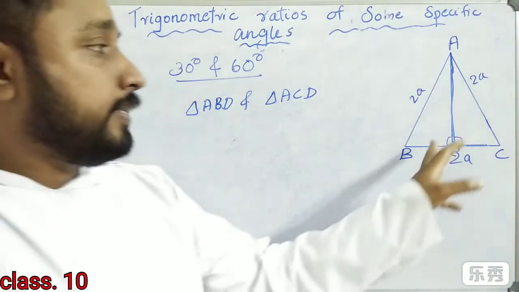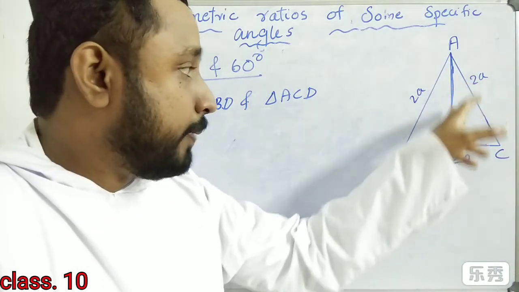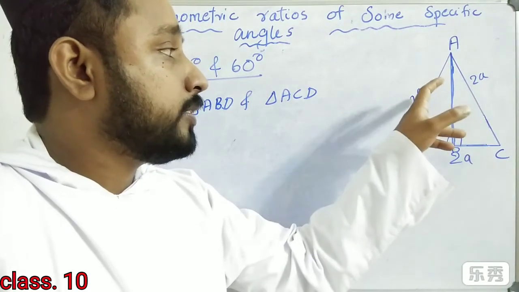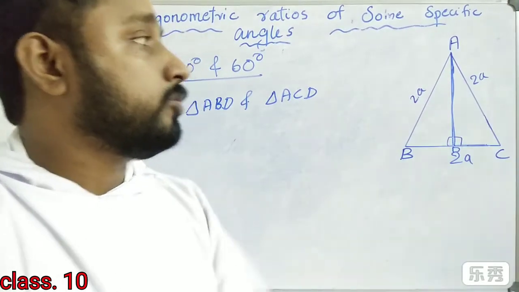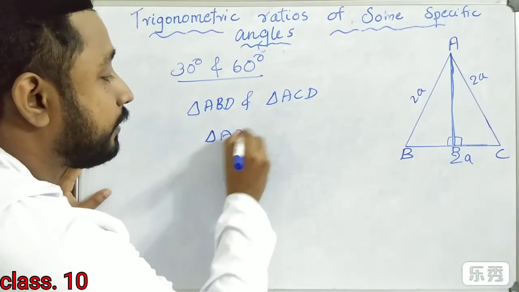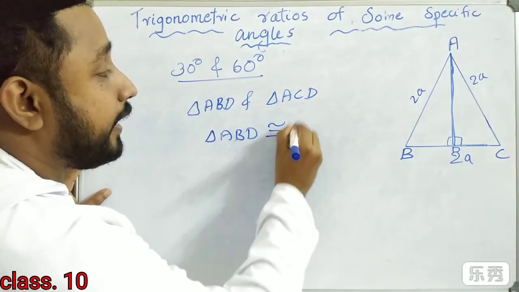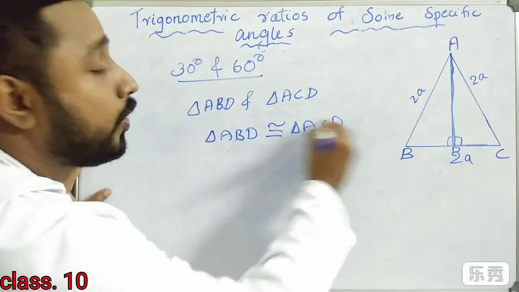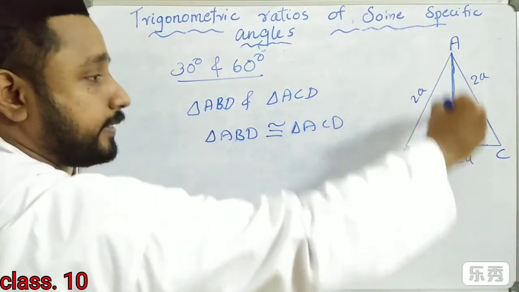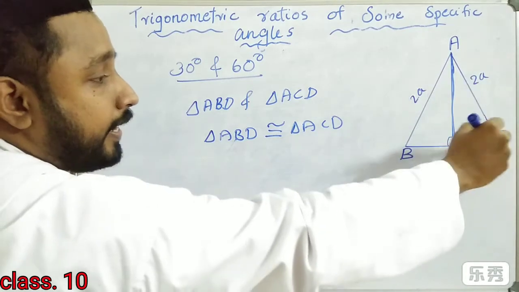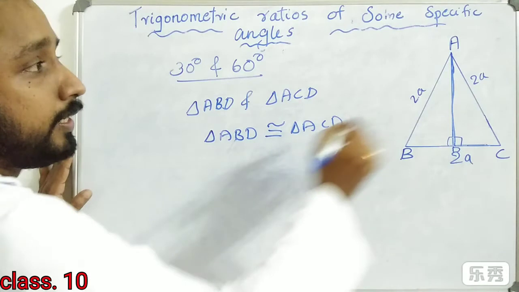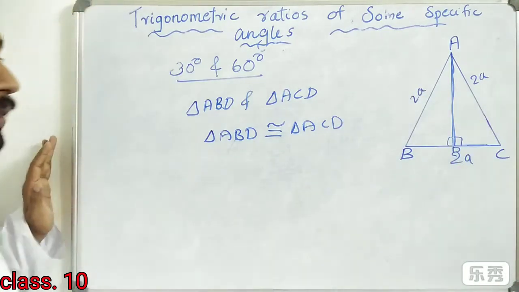Then this is the right triangle. The perpendicular bisector is AD. So this is 90 degree, this is 90 degree. So this is 2A, this is also 2A. We know that triangle ABD and triangle ACD are congruent. This is the right triangle ABD and right triangle ADC are congruent. So we know that these two triangles are congruent.